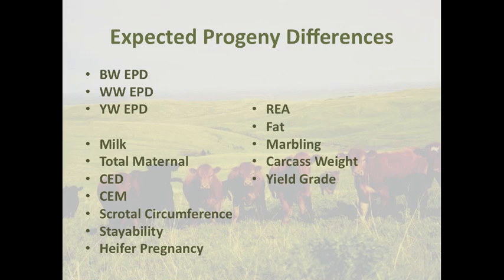I would also be looking at stayability and heifer pregnancy. Stayability describes to you the probability that a female will remain in production for more than 6 years. So again, that's a probability. The higher the number, the higher the probability she will be in production for more than 6 years, which is the industry standard for a female to pay for herself.